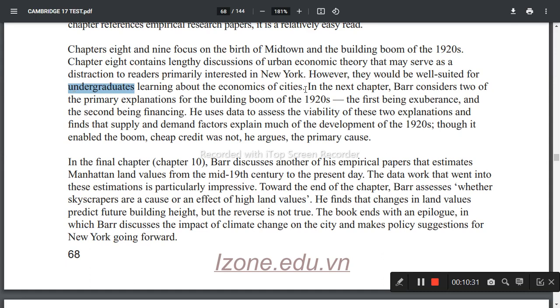In the next chapter, Barr considers two of the primary explanations for the building boom of the 1920s, the first being exuberance and the second being financing. He uses data to assess the viability of these two explanations and finds that supply and demand factors explain much of the development of the 1920s. Though it enabled the boom, cheap credit was not, he argues, the primary cause.